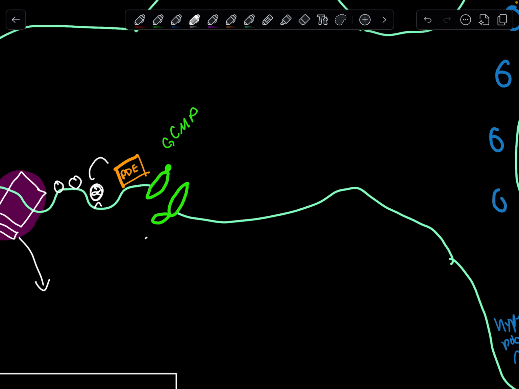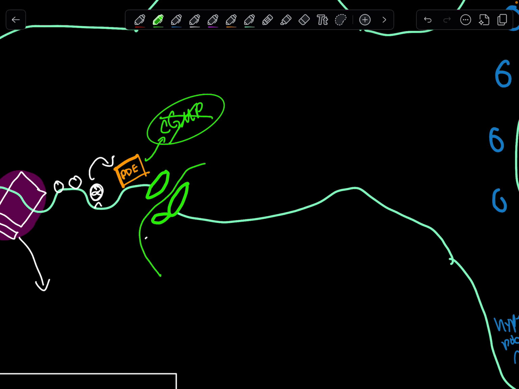This alpha subunit is going to react with PDE, which is phosphodiesterase. Phosphodiesterase will react with cyclic GMP, which this PDE is actually going to destroy. Just gotta remember that. We'll go over this again later.